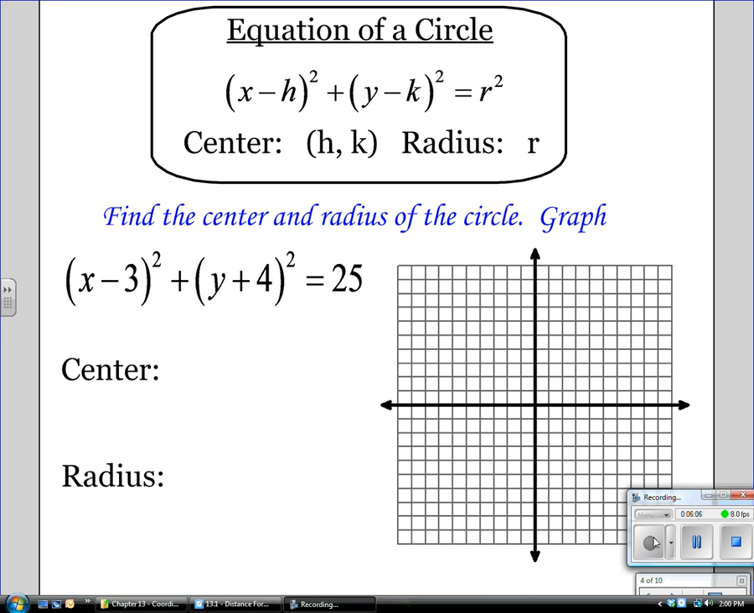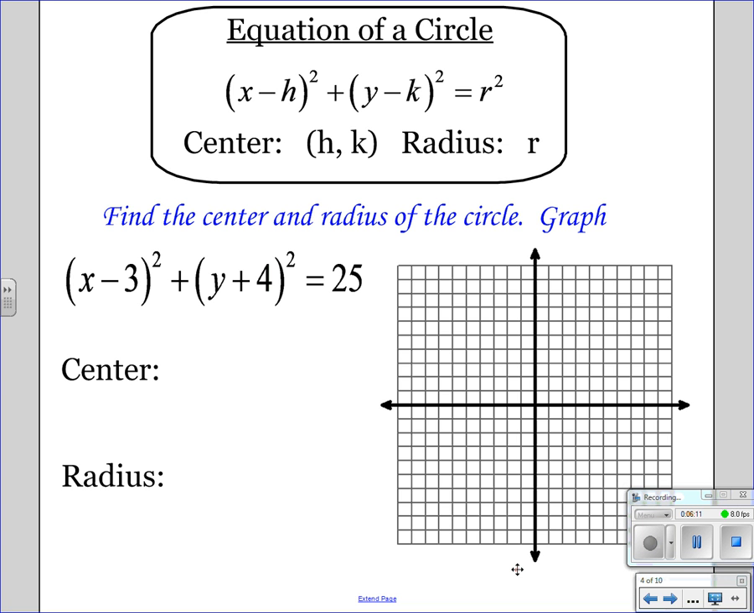Okay, equation of a circle now. You have to remember this equation of a circle. It actually comes from the distance formula, because the distance between two points is always going to be the same, which is the radius of a circle. So in our equation of our circle, you have x minus h, where h and k stand for the center of the circle, and the square root of the number that's being added is our radius.